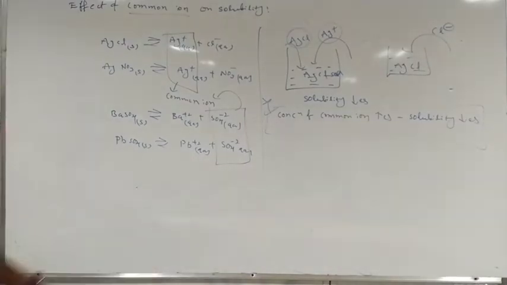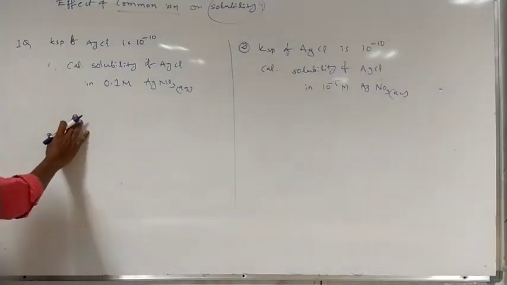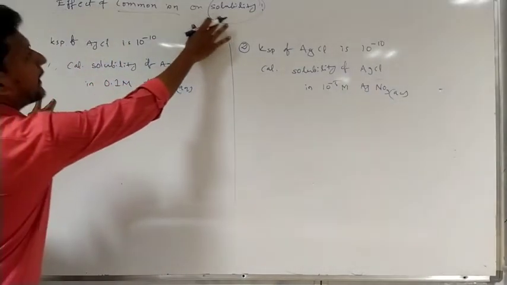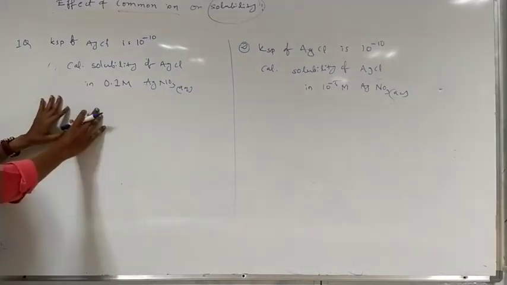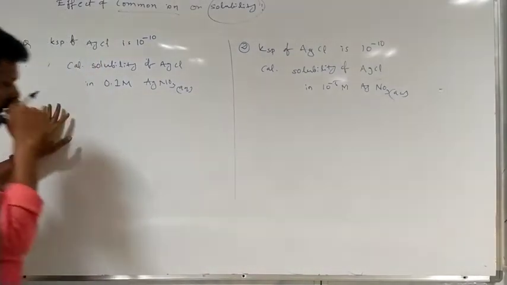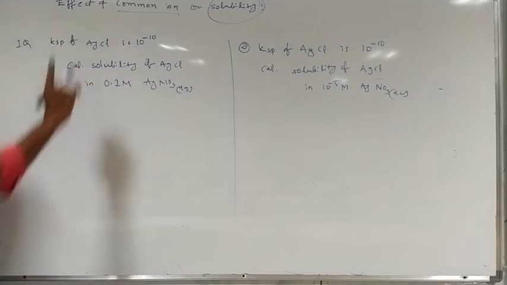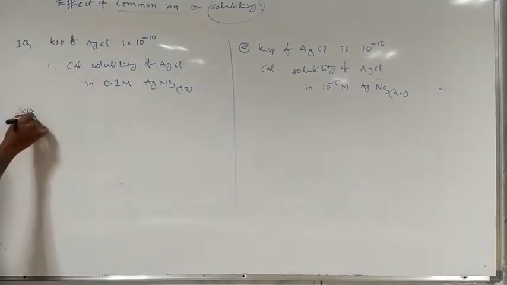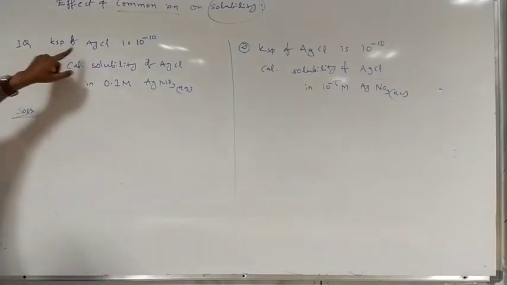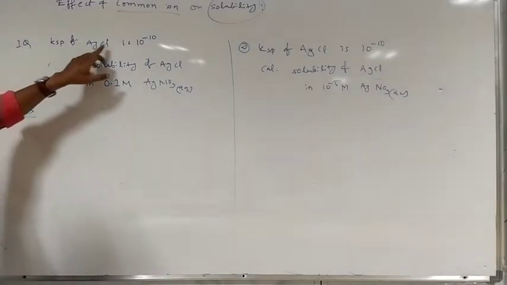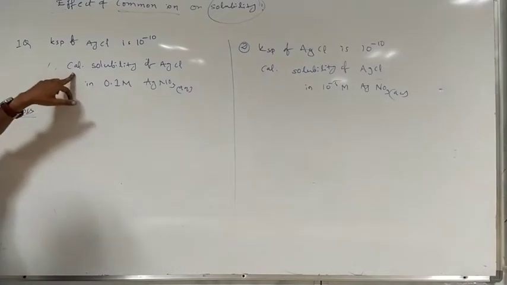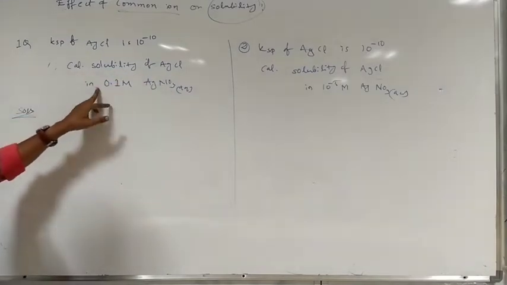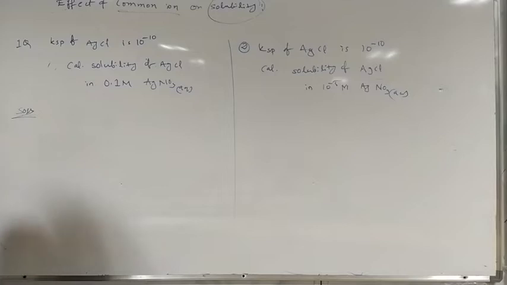First of all, note this one. We have to understand the effect of common ion on solubility. We are going to solve these numericals so we get the perfect idea on the effect of common ion on solubility. Here I am going to solve these questions. Ksp, the solubility product of AgCl, is 10 to the power minus 10. Calculate the solubility of AgCl in 0.1 M AgNO3.